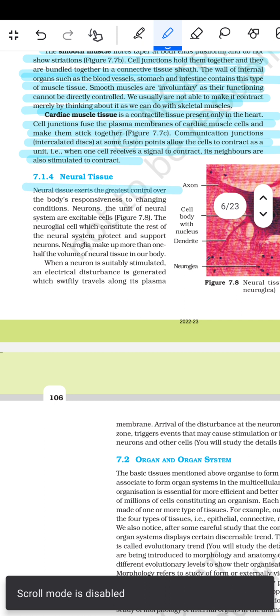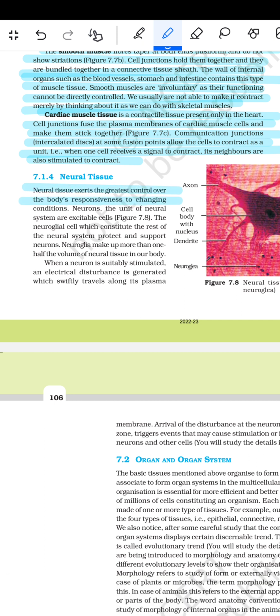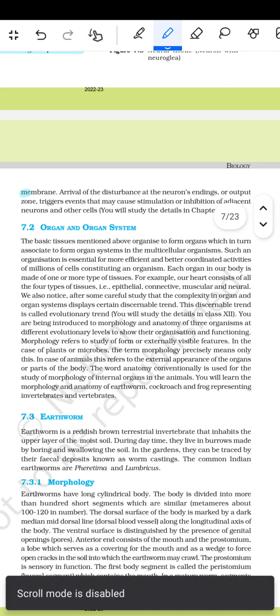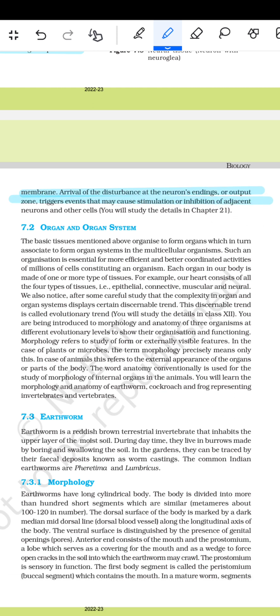Neural tissue exerts the greatest control over the body's responses to changing conditions. Neurons, the unit of the neural system, are excitable cells. The neuroglial cells, which constitute the rest of the neural system, protect and support the neurons. Neuroglia make up more than one half of the volume of the neural tissue in the body. When a neuron is suitably stimulated, an electrical disturbance is generated which swiftly travels along its plasma membrane. Arrival of the disturbance at the neural endings or output zone triggers events that may cause the stimulation or the inhibition of the adjacent neurons and other cells.